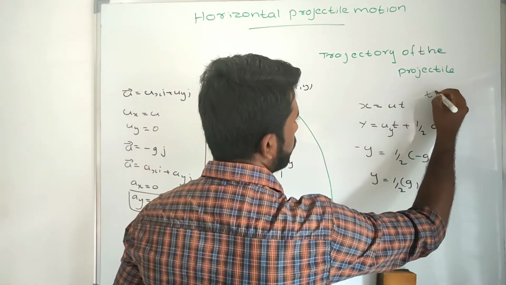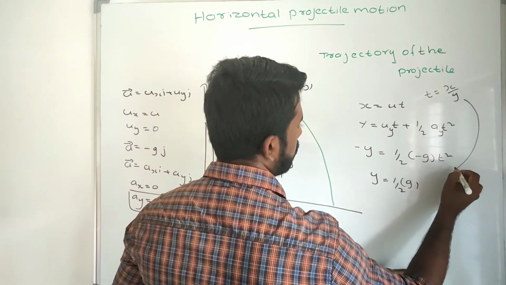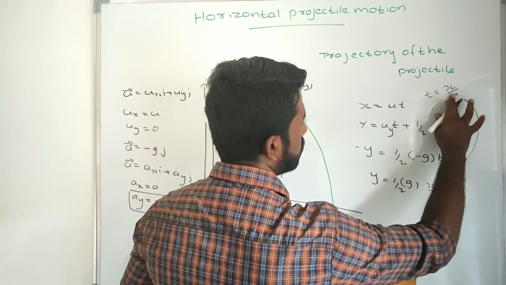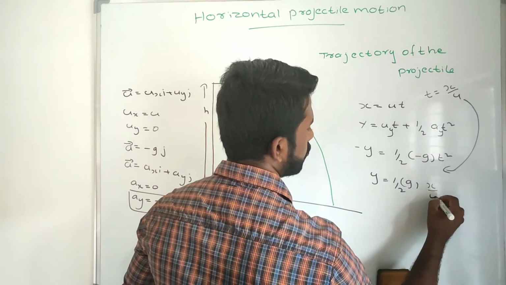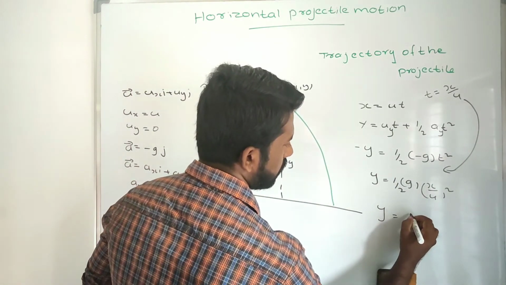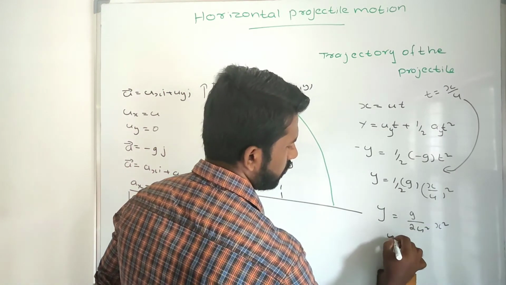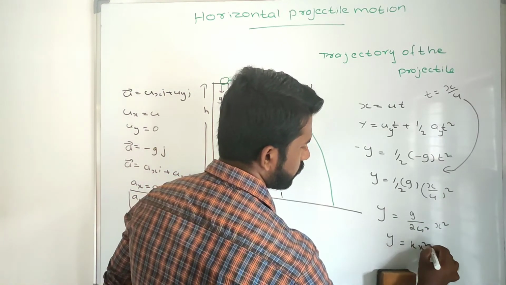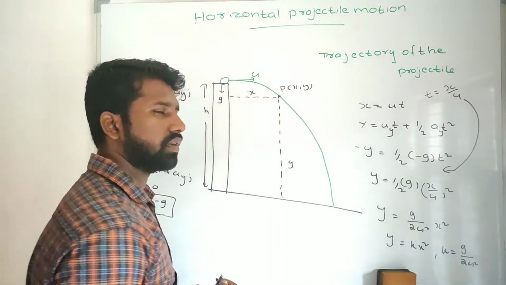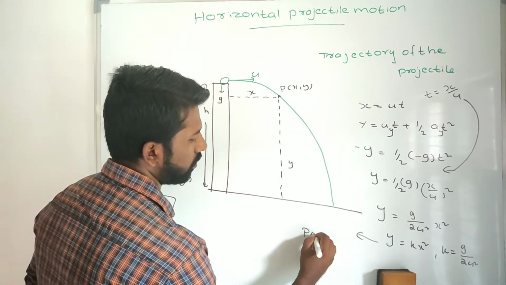The t value I am finding from this, t = x by u. This I am going to substitute here. Okay, so y = half g (x by u) all squared. Okay, this I can write like this: y = g by 2u square into x square. This equation is similar to y is equal to kx square, where k is equal to g divided by 2u square. So this is a quadratic equation. So the trajectory is a parabola.